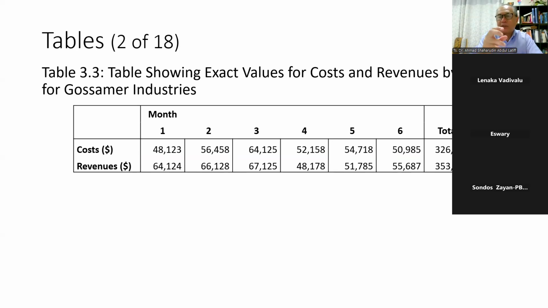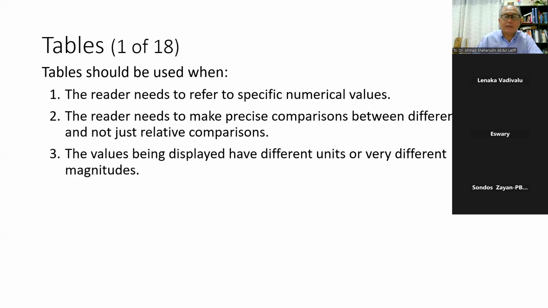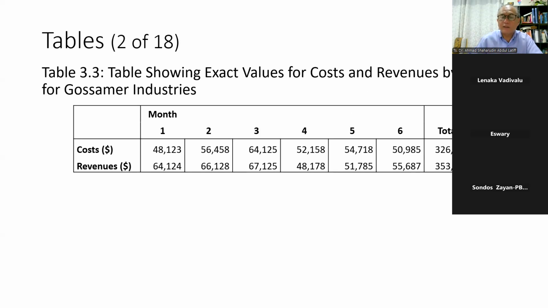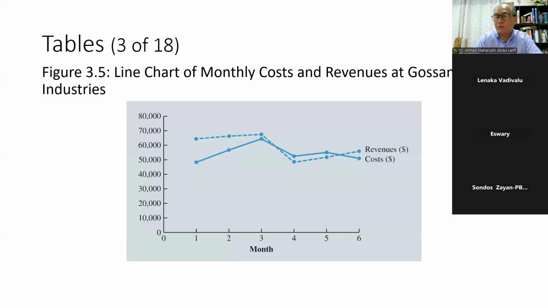So at times, a chart gives more information than tables. But of course, tables give more data. But do you need to have precise data? So that goes back here. You only use a table if you need to refer to a specific numerical value, you need to have a precise comparison, or you are displaying different units. Otherwise, you can just use a chart, which is more informative than tables. Yeah, that's why people use charts anyway. It's more informative compared to a table.